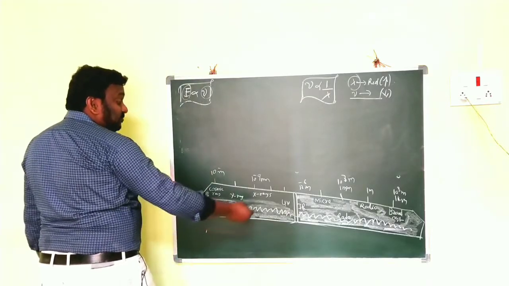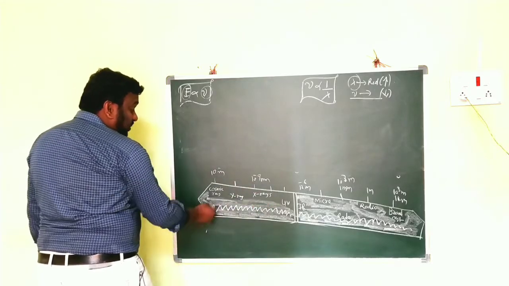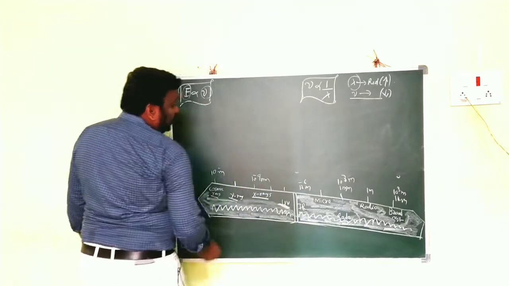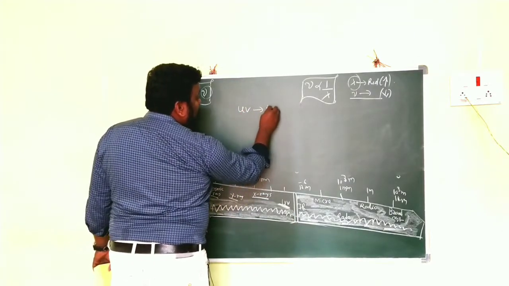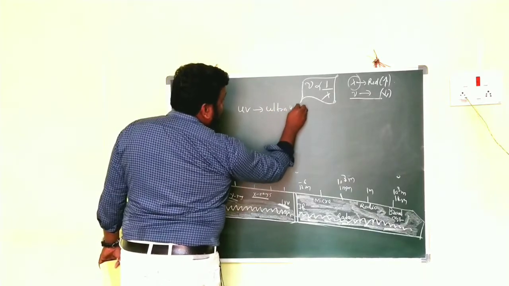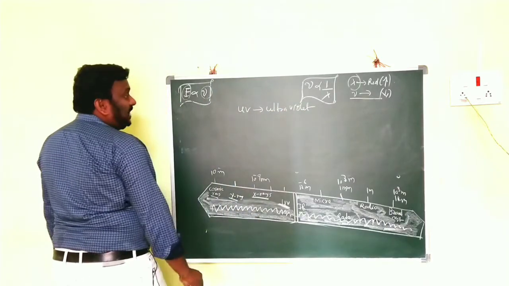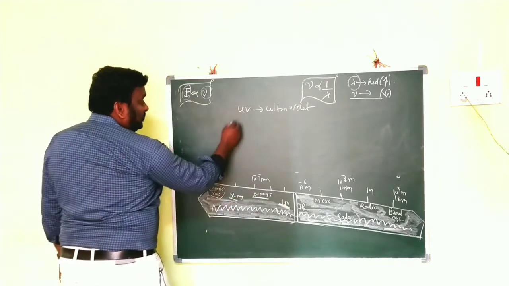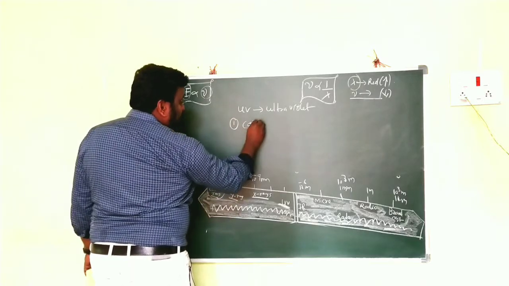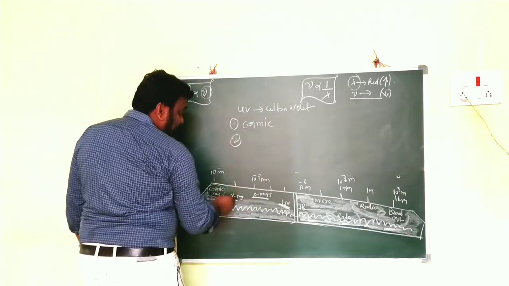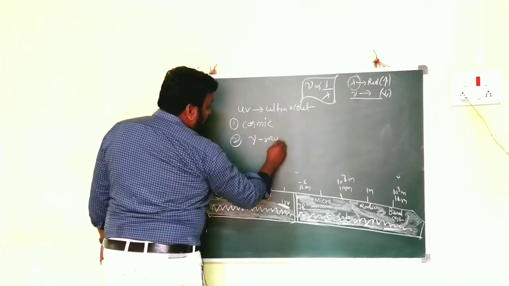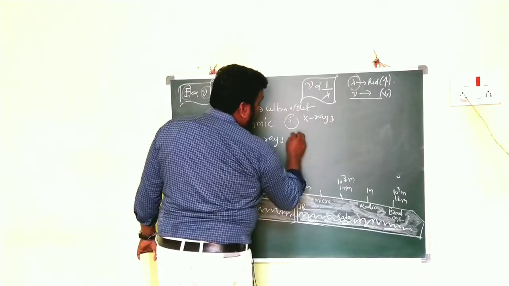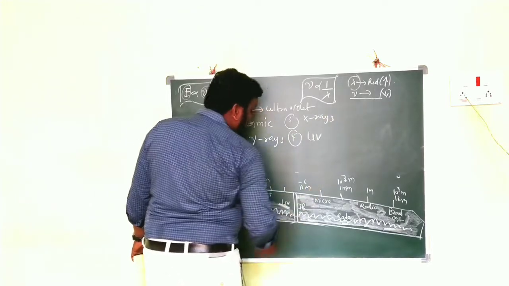Children, an electromagnetic wave consists of so many rays: cosmic rays, gamma rays, X-rays, and UV. UV means ultraviolet rays. So they are arranged like this. The first one is cosmic rays, the next one is gamma rays, the third one, children, is X-rays, and the fourth one is UV rays, ultraviolet.